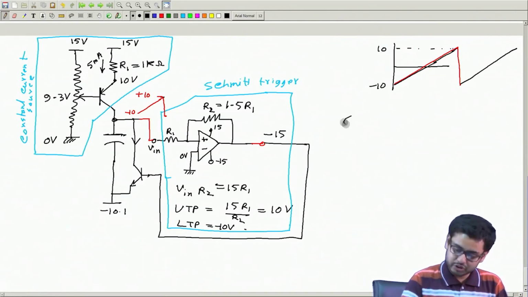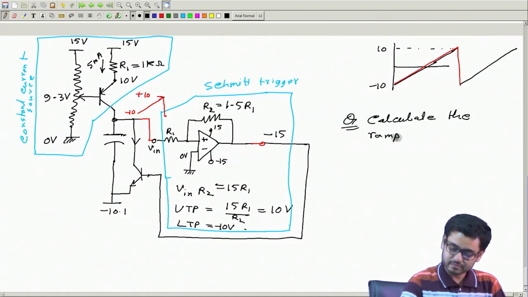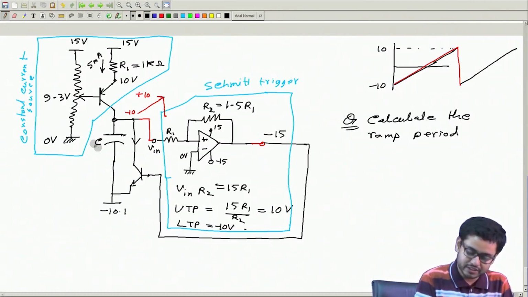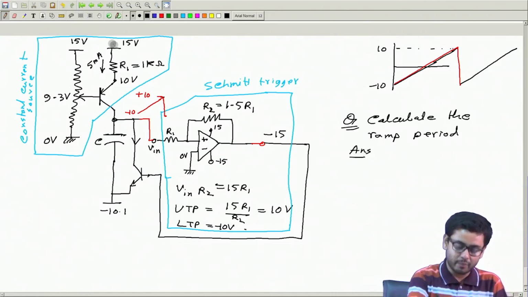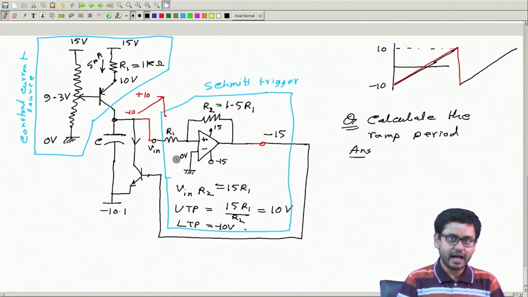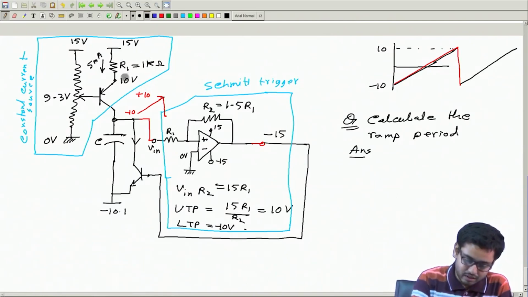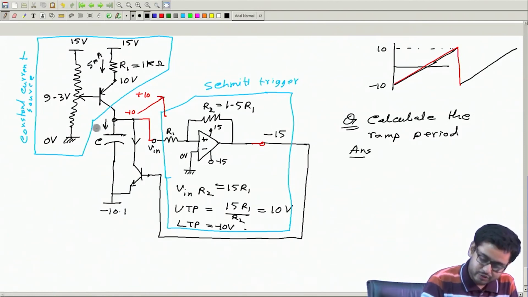Okay, question: can we calculate the ramp period? Okay, so can we do that? For that I just need to know the value of this capacitor. Very quickly we can do it with these numbers, with this data. If we change these numbers, the answer will change. I will use the same numbers. So this current is approximately 5 milliampere.